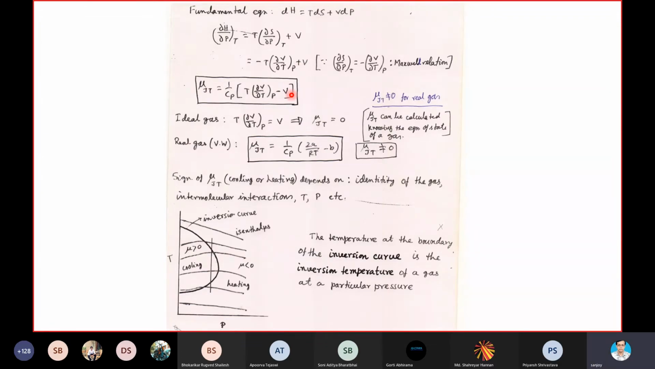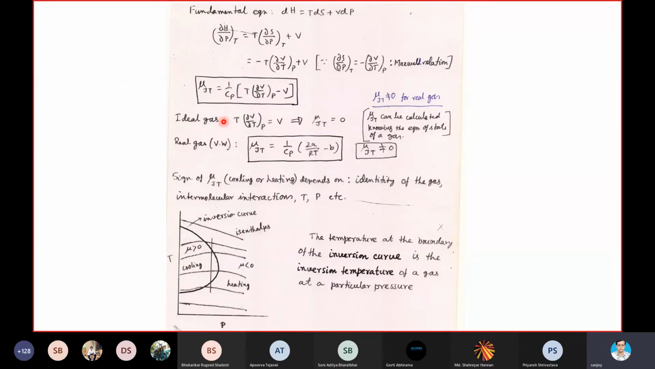Now this is very useful because if you see the right hand side, what you have is volume, temperature, pressure, which are connected to the equation of state. So therefore, if we know the equation of state, then from there we can get the expression of the Joule-Thomson coefficient. If you know the equation of state, from there we can find these derivatives and find what the mu JT expression is for that particular type of gas.